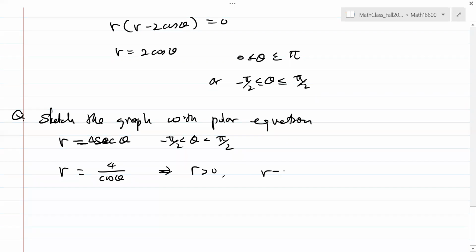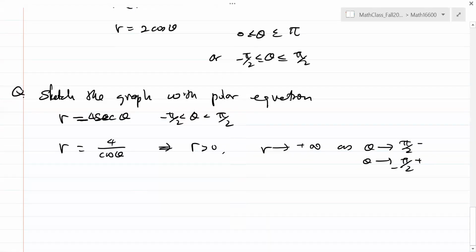You also see that r goes to positive infinity as theta approaches pi over 2 from the negative side, or approaches negative pi over 2 from the positive side. Either way, the denominator gets smaller and smaller, and the ratio, 4 over cosine theta, gets larger. So if you sketch this graph, you imagine it will go to infinity.